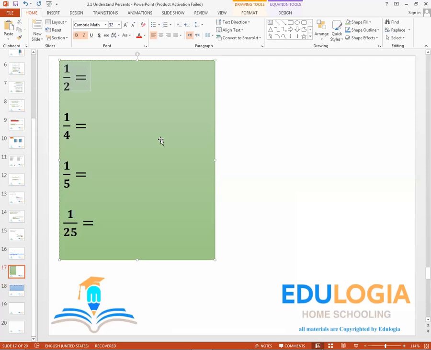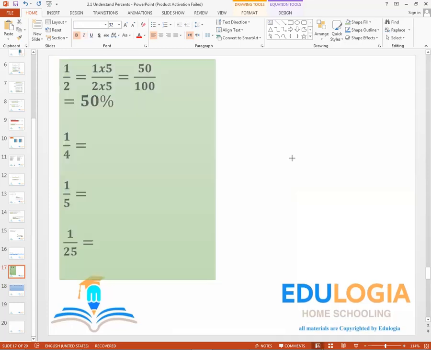Here we have half, just 1/2. The friend of 2 is 5. I am going to multiply by 5 up and down. Now the fraction is 5/10. I can add more zeros here, 100, more zeros here, it's okay. It's 50/100, and this means 50%, or percentage. Is it clear?